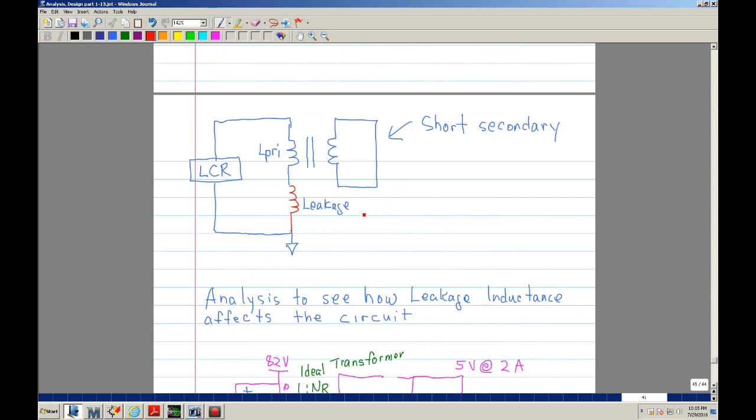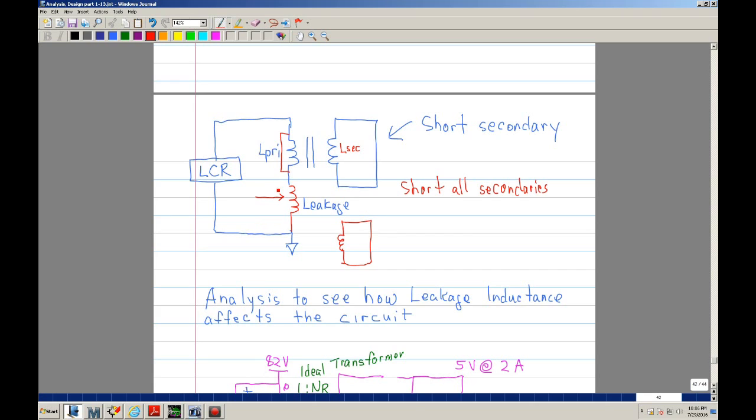Then, a short review: how do you measure the inductance? If you have a transformer, you take your secondary windings and short them out. If you have a transformer with multiple windings, you short all secondaries. With all the secondaries shorted, the primary inductance basically looks shorted. So when you connect an LCR meter across the primary, you're actually measuring the leakage inductance.